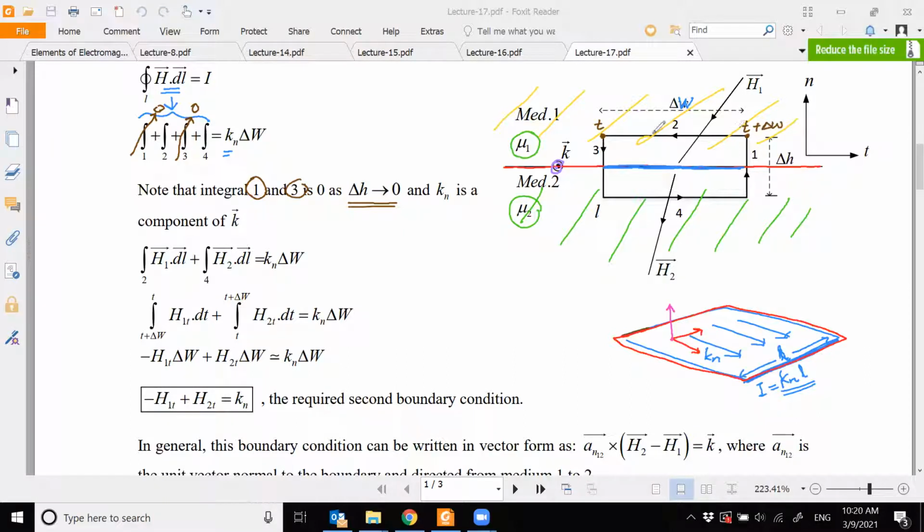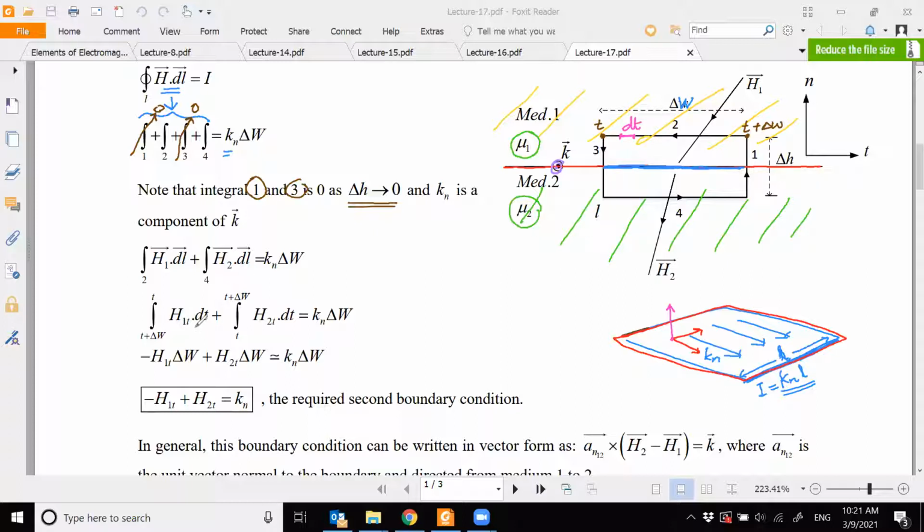So T plus delta W to T, then H1. So if I do the dot product for H1 with this one, I will take a small elemental length, and this small elemental length, because I'm not using dx, dy, or dz, I'm using a tangential component. So this tangential component can be dx, can be dy. It is based on your problem statement. But here, I'm just saying it as dt.